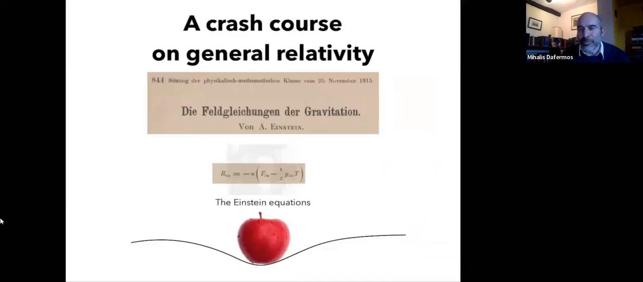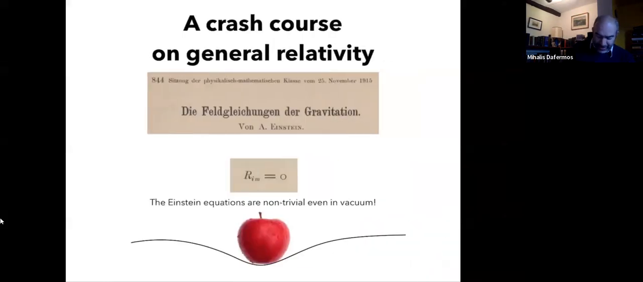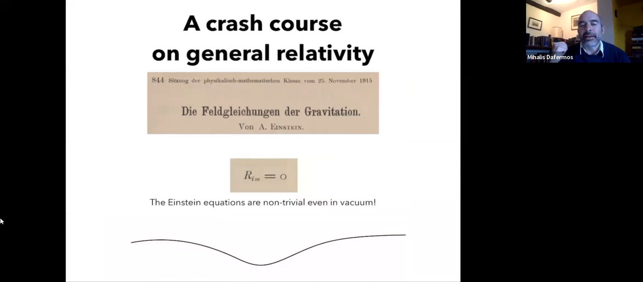So let me just say a few words immediately. Often this is depicted in these sort of famous pictures. We like apples in the study of gravity. So you can think of the matter as this apple, and the presence of the matter is curving, it's bending space-time. Okay. These types of pictures are very famous. So the first thing that I want to tell you, and this is something actually quite surprising, is that the Einstein equations are non-trivial even in vacuum. So even in the absence of any sort of matter, so there goes the apple, the Einstein equations are still non-trivial. The equation Ricci curvature equals 0 is still non-trivial.